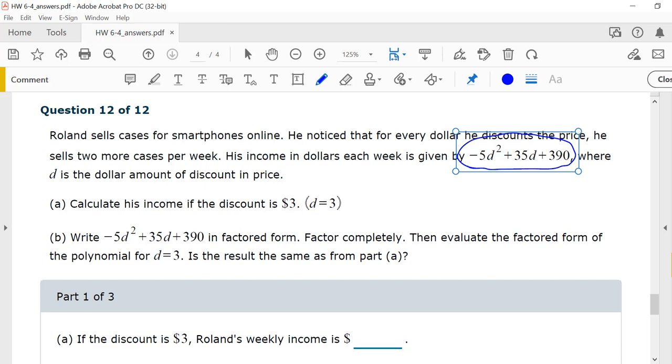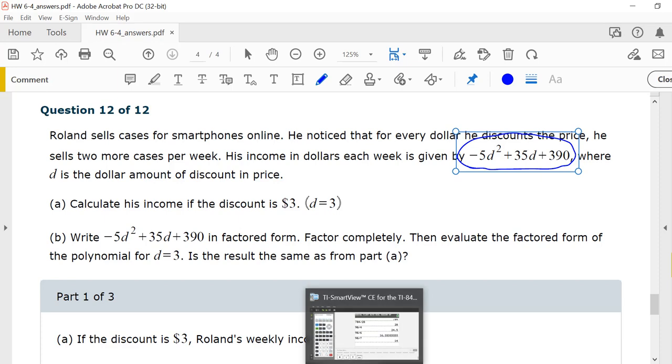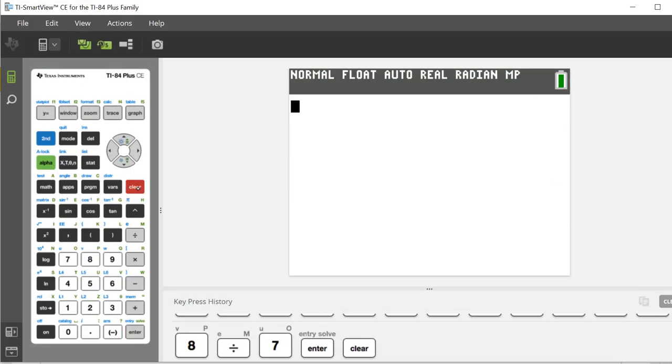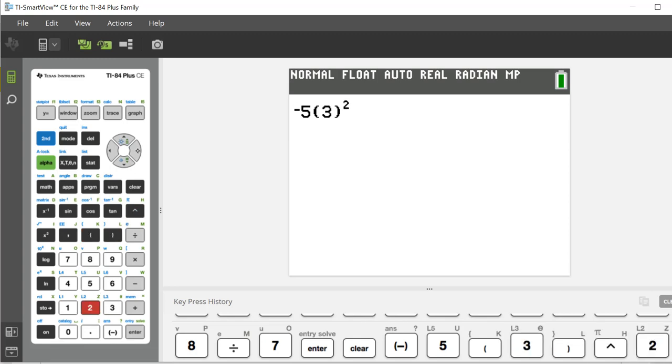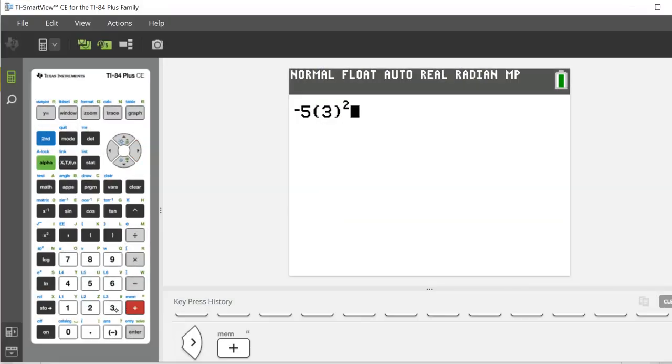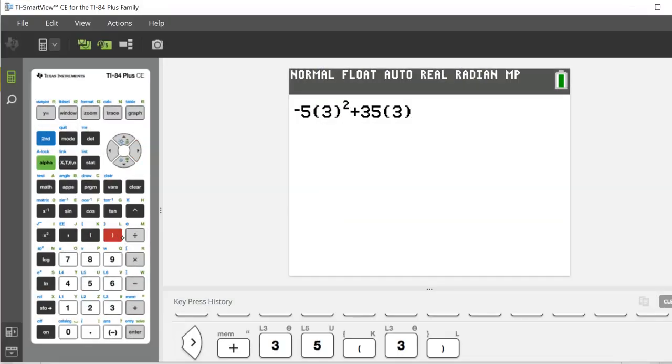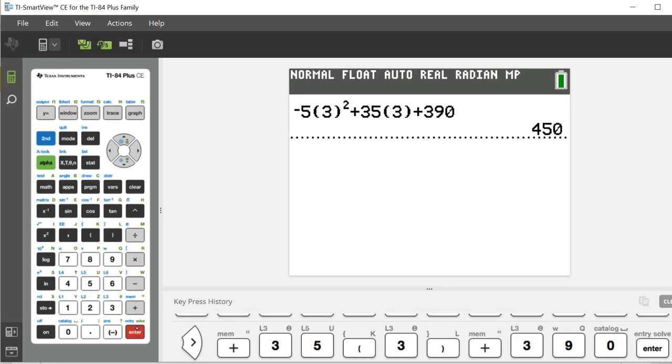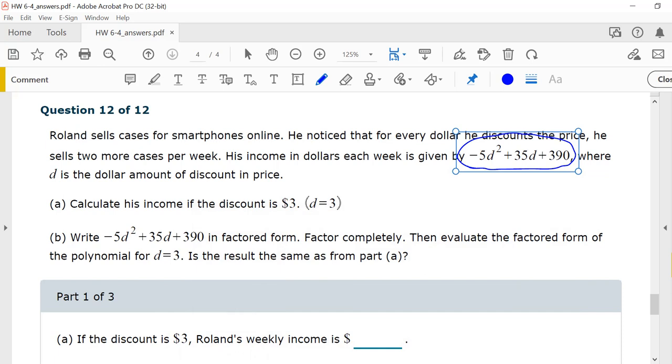So we're going to plug 3 in wherever we see d. I'm going to go do that on my calculator. Negative 5 times 3 squared plus 35 times 3 plus 390. When d is 3, his income will be $450.